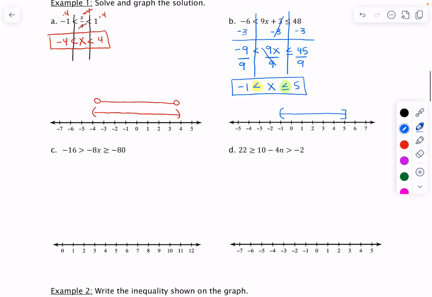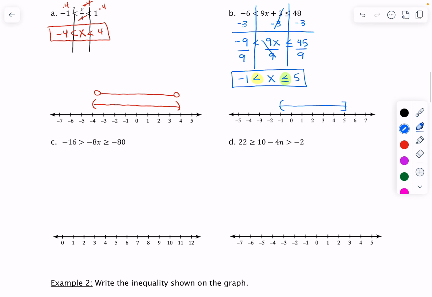The next example has something tricky. The next example, it starts off the same. Solve from the inside out. So I'm dividing now by -8. Now remember, what happens when we divide by a negative in an inequality? What do we have to do with this sign? Well, when we bring it down, we're going to have to flip it. So this becomes a less than or equal to, and this becomes just a less than.